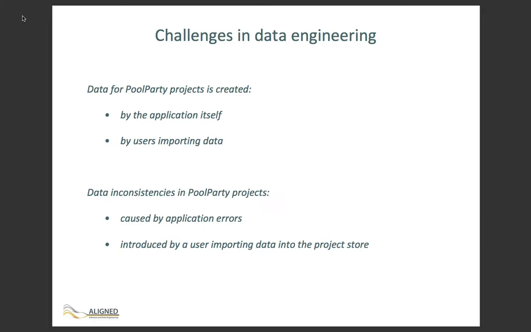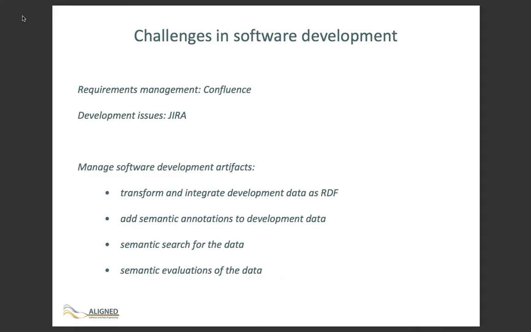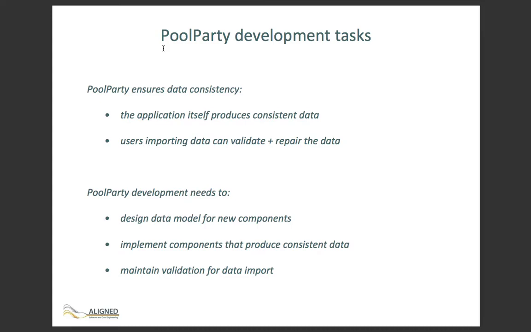into the project store. To organize the process of requirement collection, feature specification, and tracking of development data, Semantic Web Company uses Atlassian tools, Confluence, and Jira. To manage software development artifacts, we transform the development data as RDF. The data is annotated with concepts using the PoolParty knowledge graph thesaurus. A faceted search is built on top of this development data, which helps in identifying requirements related to issues or detecting duplicate issues. PoolParty ensures that the data produced by the application itself is consistent.